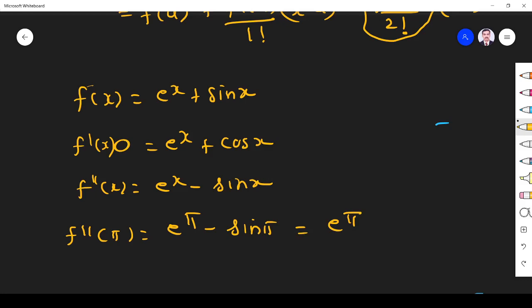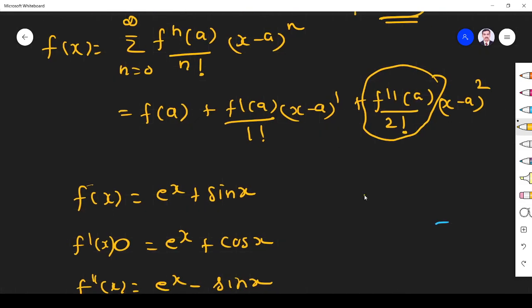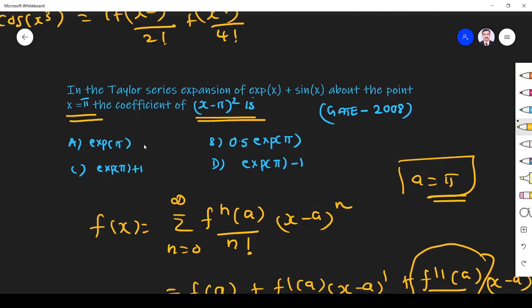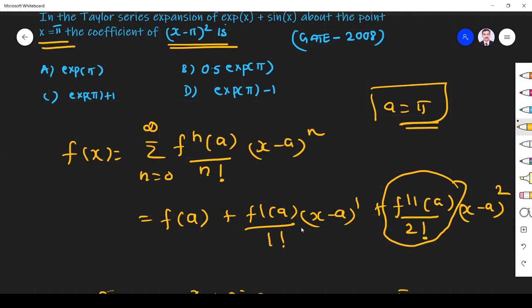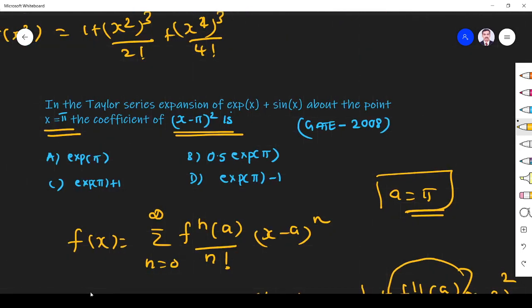So what is my answer? I want this one. So f double dash of a by 2 factorial is e power pi divided by 2 factorial. Right? So that is my answer. But let us check it. e power pi divided by 2 factorial. So 2 factorial is 2. So that is 0.5 e power pi. Right? So I have the answer here: 0.5 into exponential pi. So this is the answer for this problem.